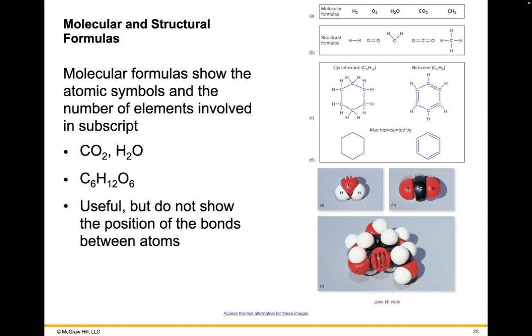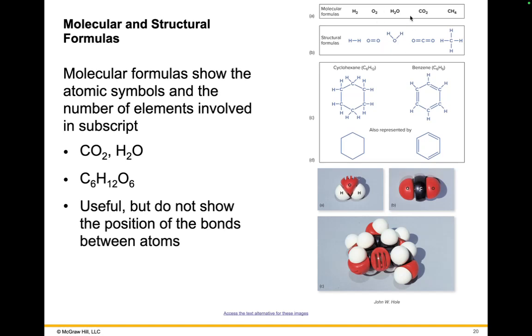This is great to know, but it really doesn't show the position of the bonds. And so you can kind of look at some of these things. So this is hydrogen and oxygen. These are both stable gases because they've reacted. Look at the single bond, the double bond between the oxygen.